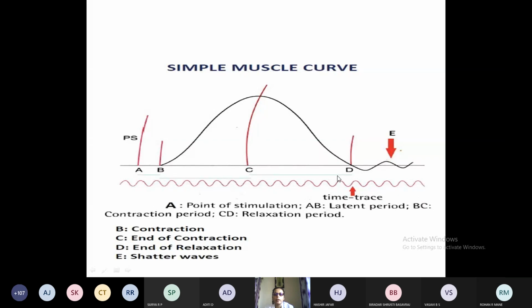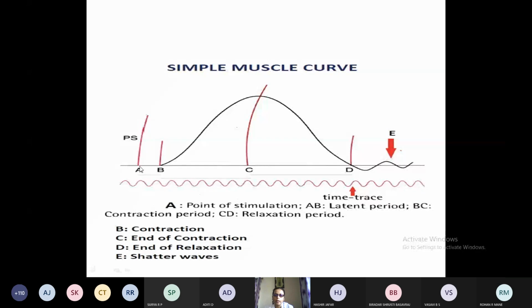Here I will tell you how to read this graph. Some points have been written like A, B, C and D. Each point has its own significance. Point A denotes the point of stimulus, written as PS. The point A is denoted as the point of stimulus where the electrical stimulus is given. That's why it is written as the point of stimulus.